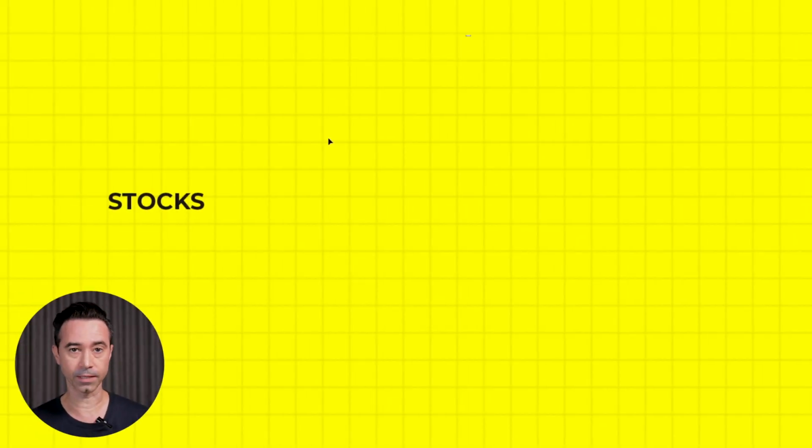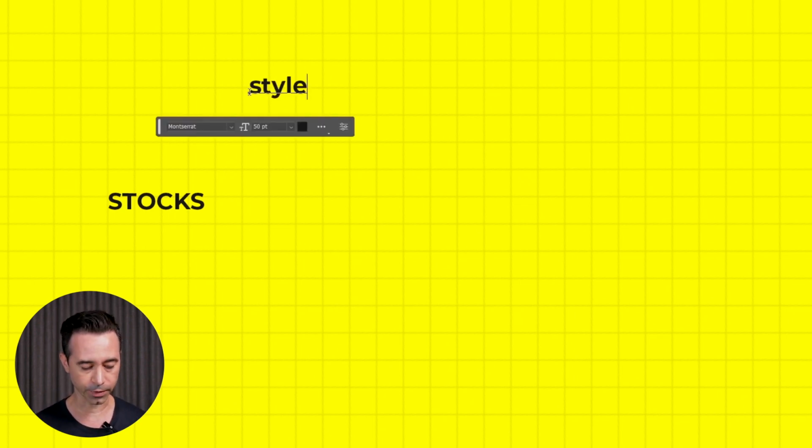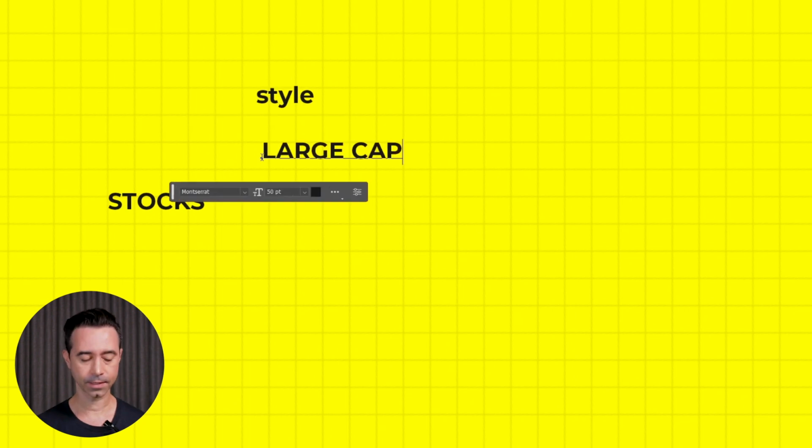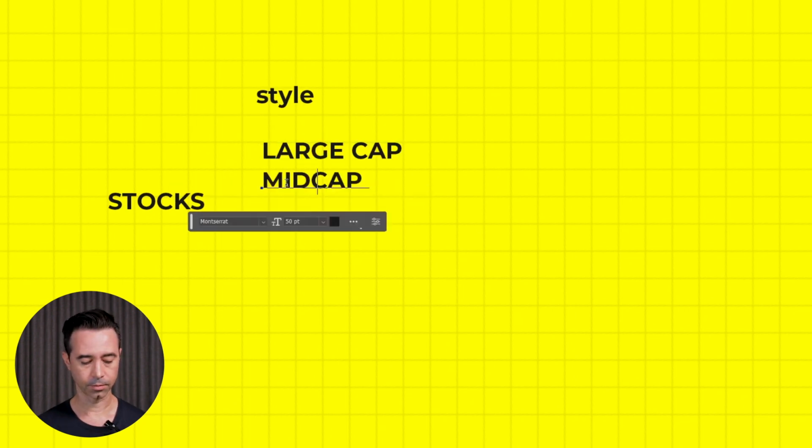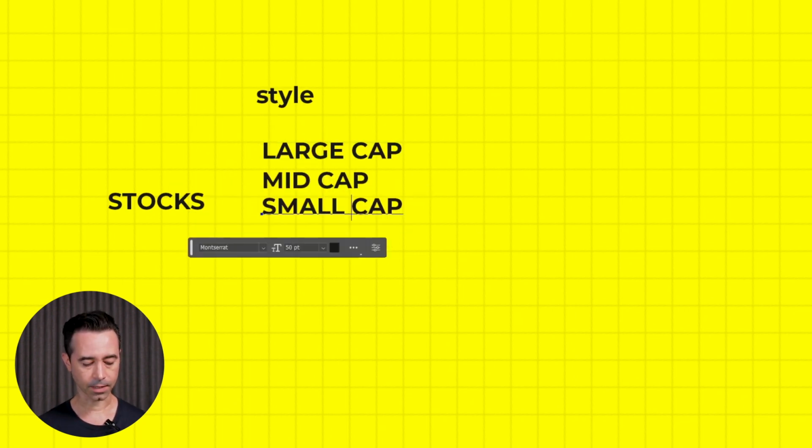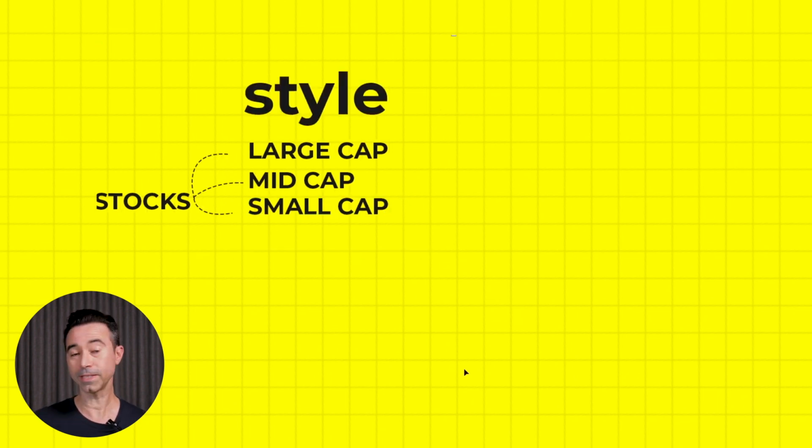So first off, stocks of course are what ETFs are made of. So we need to understand stocks first, and we need to understand styles. So first off, we have the style. Now this is gonna consist of large cap, mid cap, and small cap stocks. So these are the different types of styles of stocks that we can have. But this basically just means that there are larger companies, there are smaller companies, and then there are mid-sized companies. That's kind of how we structure the different companies in the stock market.